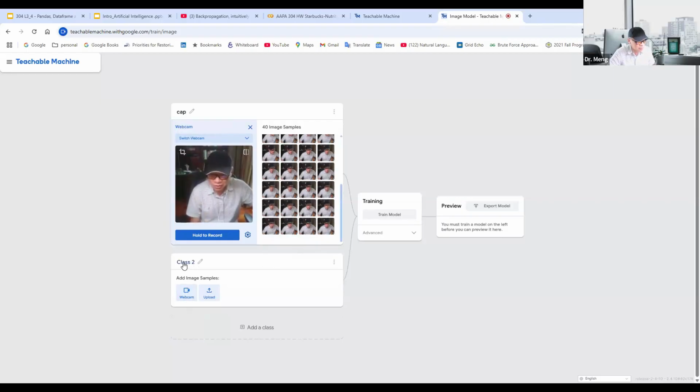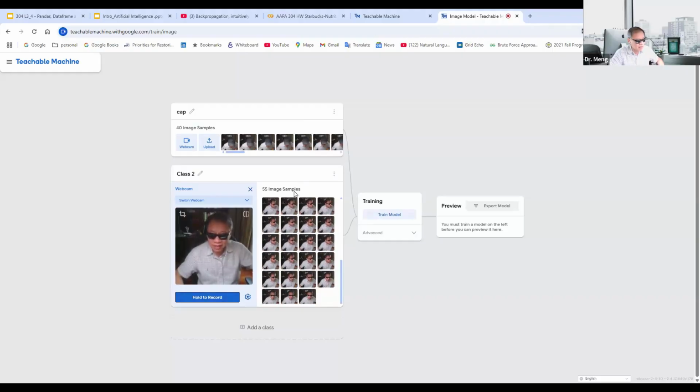Oh, there is a class 2. You can name it. Hold on a second. I have sunglasses, so now I'm wearing sunglasses. Let's make a different looking. If you look at here, I got 55 images. That's me wearing my sunglasses, right? So I want to say this is sunglasses.